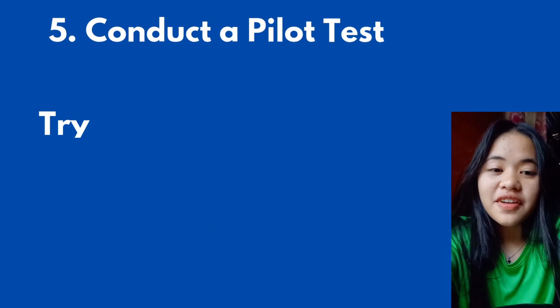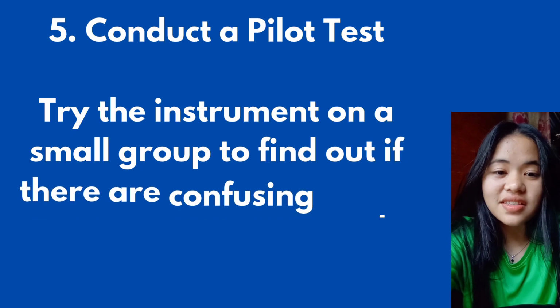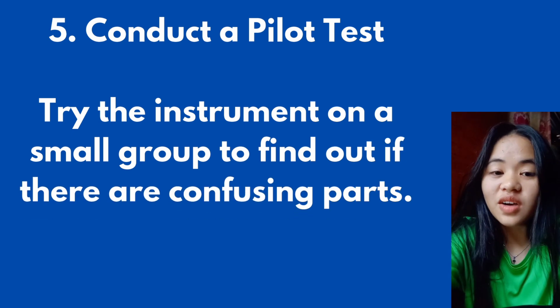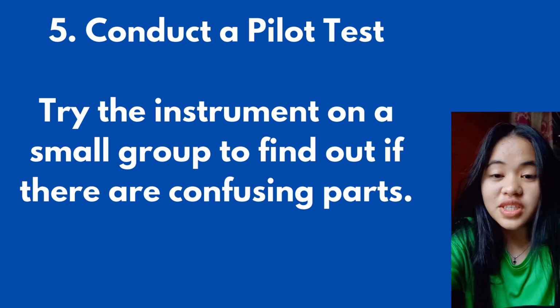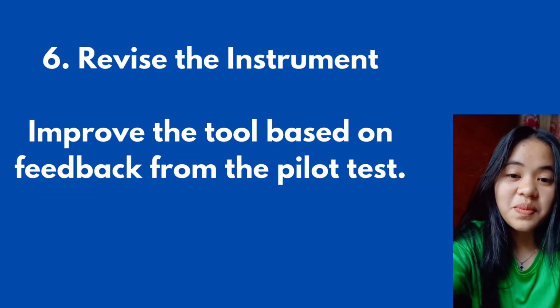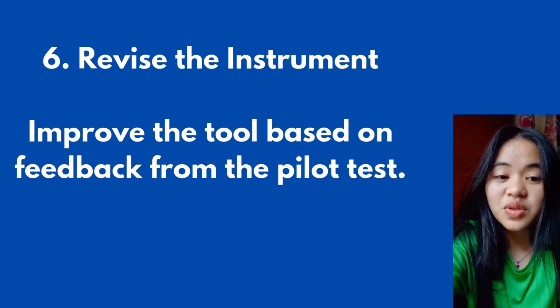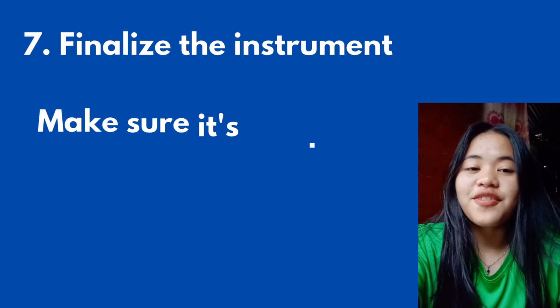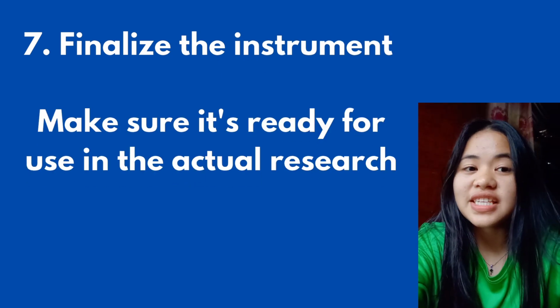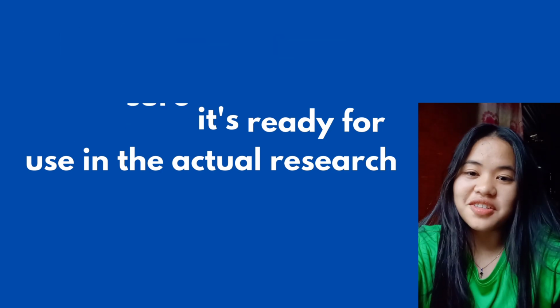Number five, conduct a pilot test. Try the instrument on a small group to find out if there are confusing parts. Number six, revise the instrument. Improve the tool based on feedback from the pilot test. Number seven, finalize the instrument. Make sure it's ready for use in the actual research.